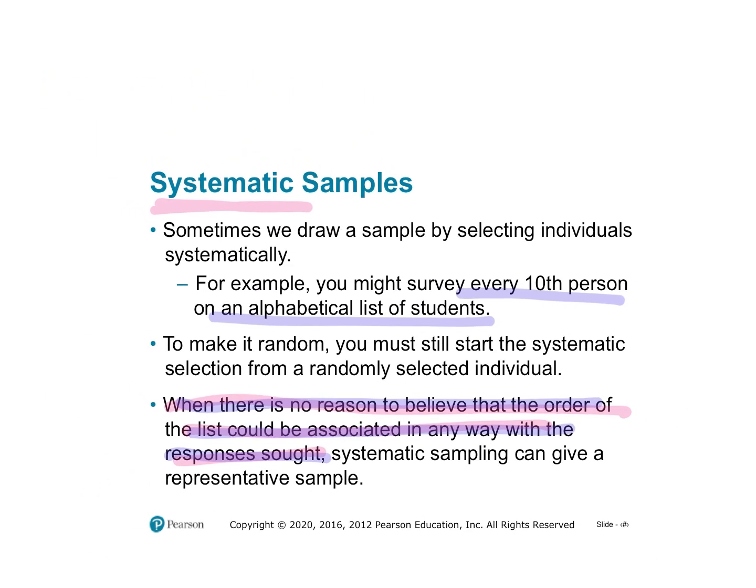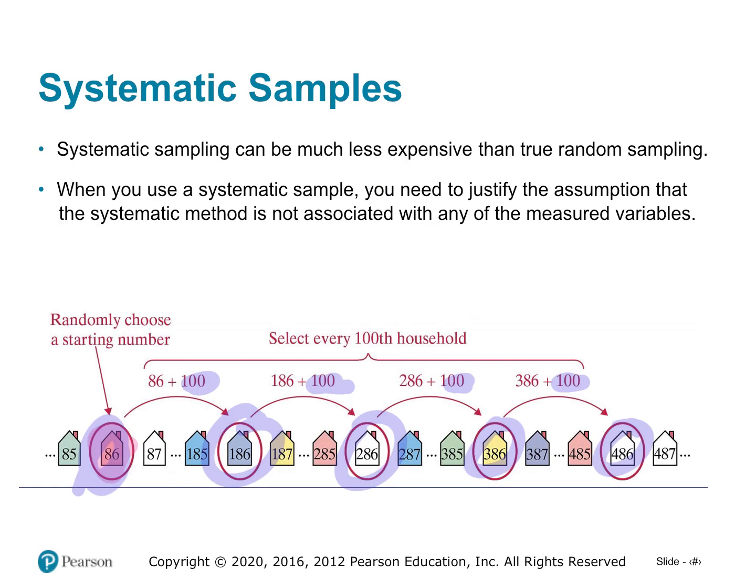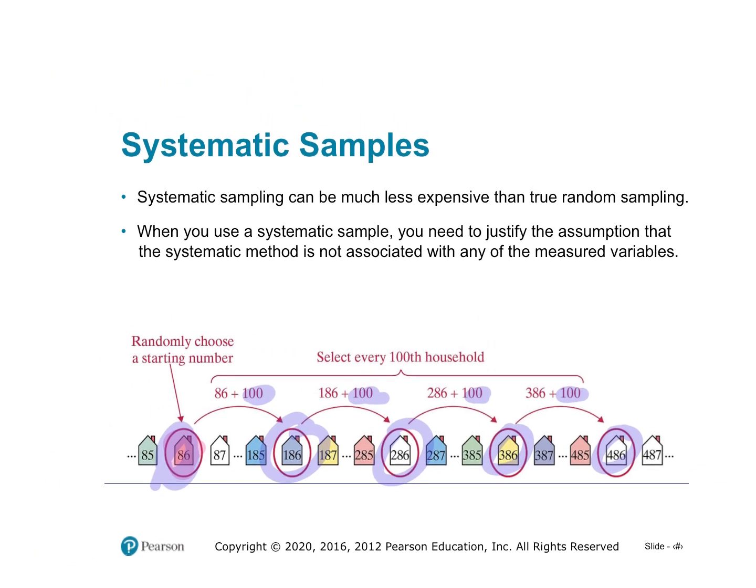All right, this is systematic. So the example they're giving here, you might survey every 10th person on an alphabetical list of students. And that's another example visually of randomly picking that first number and then repeatedly adding something.